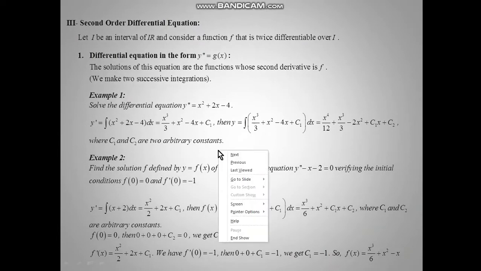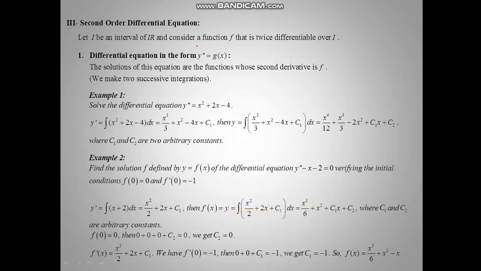First, let us start with the form of the differential equation y double prime equal g of x. To solve this differential equation, it's very easy: we integrate successively, making two successive integrations.